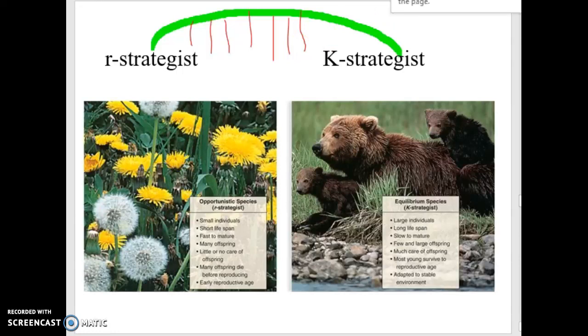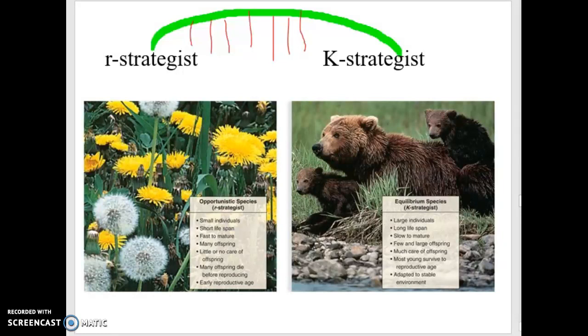But when we look at reproduction, R strategists are also known as opportunistic species. These tend to be small, they have a short lifespan, they produce a lot of offspring. I mean, hundreds, thousands, millions of offspring. There tends to be zero parental care, and then they die. But they've left behind a couple million offspring, and hopefully a few of them survive.